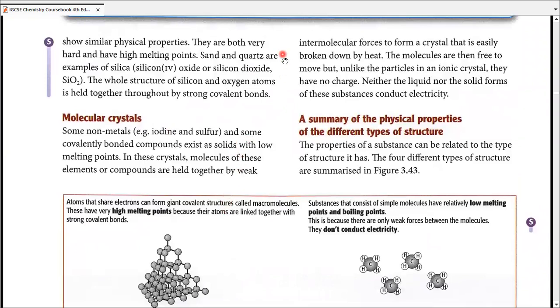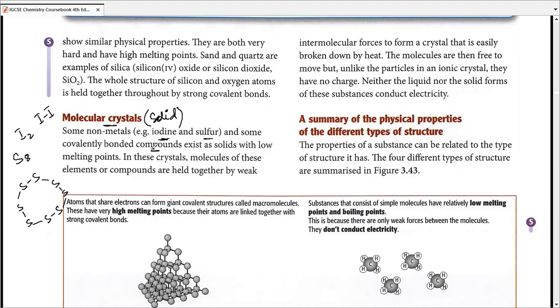Molecular crystals are actually simple molecules, but using the word crystal means that they exist in solid form. So we're not discussing the gases, we're not discussing the liquids, we're only discussing the solids over here. The examples are iodine and sulfur. Iodine has the formula I2 and it exists in this form. Sulfur usually has the formula S8 and it exists as an octagonal shape, and it's better to draw it like this. Octagon, 8 corners. Every corner has a sulfur atom.